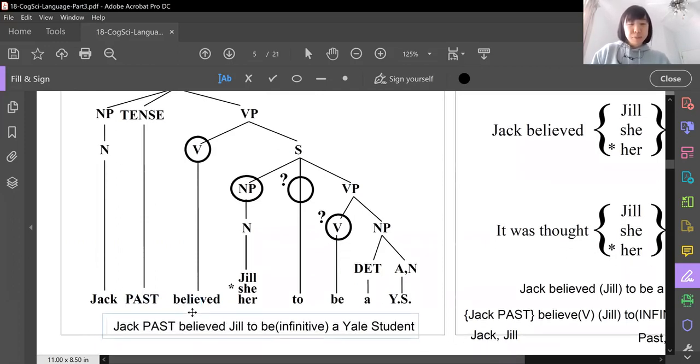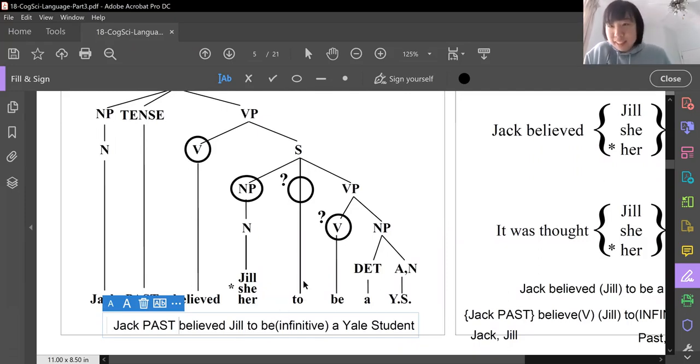Jill to be. This is where infinitives matter because if it wasn't an infinitive, we could separate out the tense of present tense. But infinitives don't get tense. As you can even see on this tree above, though I wasn't looking at it until now, to kind of takes the spot of the tense. There's no space for present tense to appear. So as a result, you don't get tense. And it's just an infinitive verb, a Yale student.